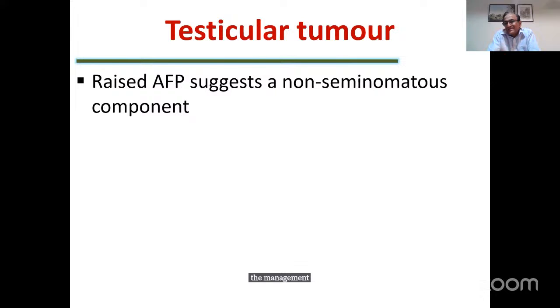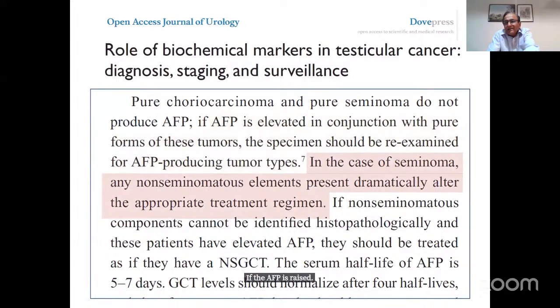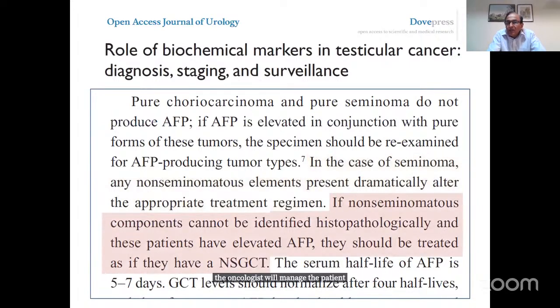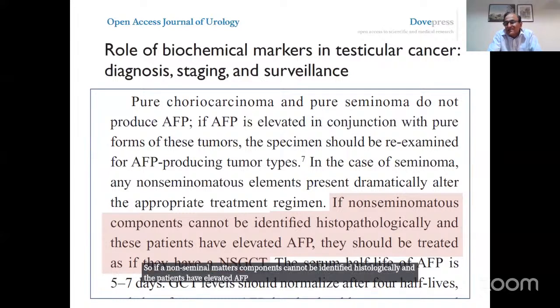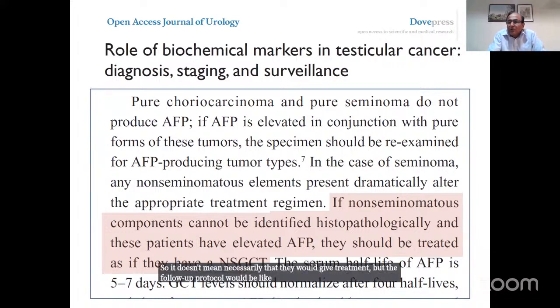Now, the raised AFP suggests a non-seminomatous component. And if you look at the clinical side, if the AFP is raised, then the patient will be treated as a non-seminomatous tumor. So even if the pathologist reports it as a pure seminoma, the oncologist will manage the patient as a non-seminoma. So if non-seminomatous components cannot be identified histologically and the patient has elevated AFP, they should be treated as if they have a non-seminomatous germ cell tumor. It doesn't necessarily mean that they would give treatment, but the follow-up protocol would be like a non-seminomatous tumor.